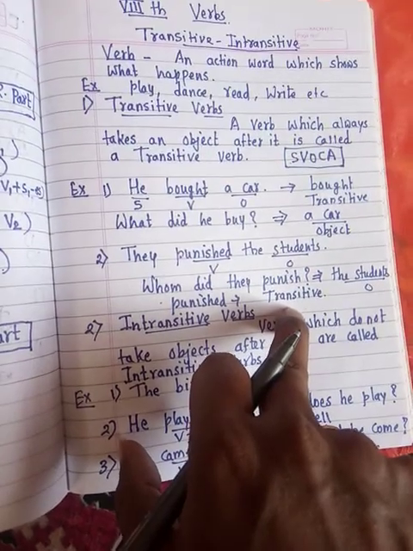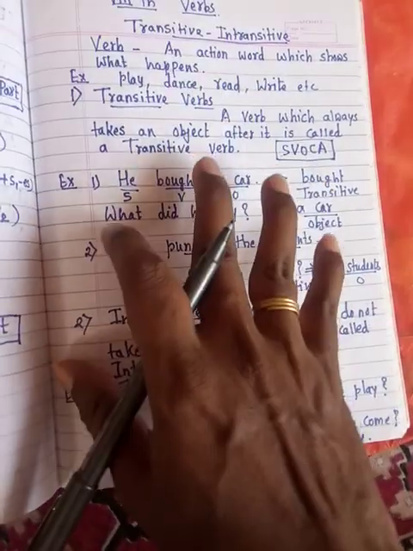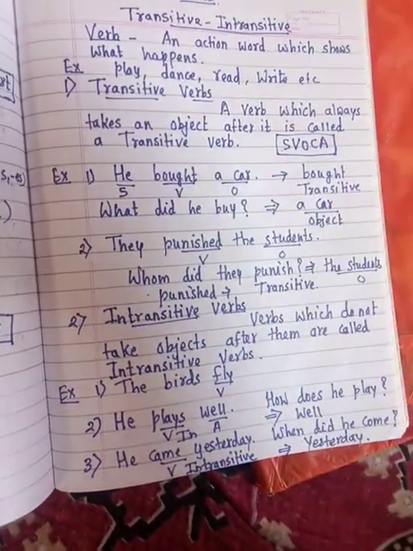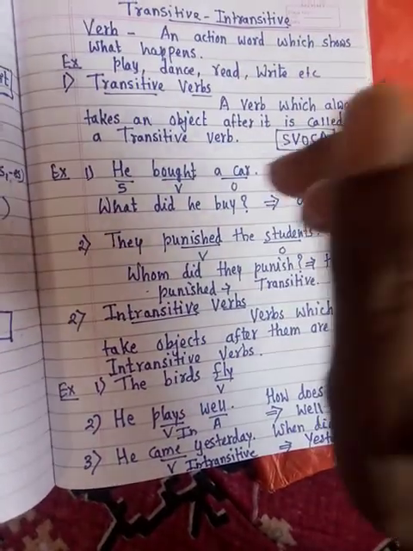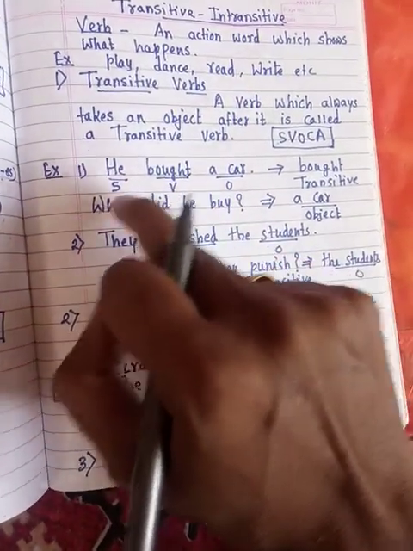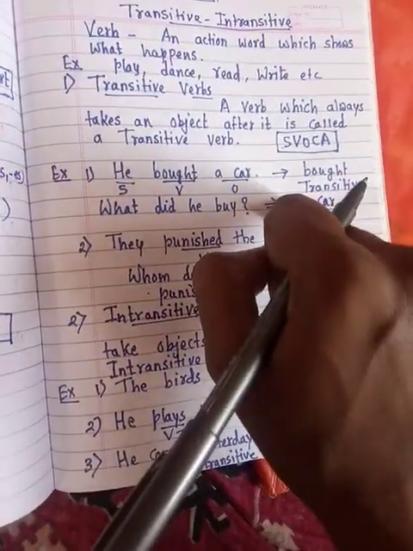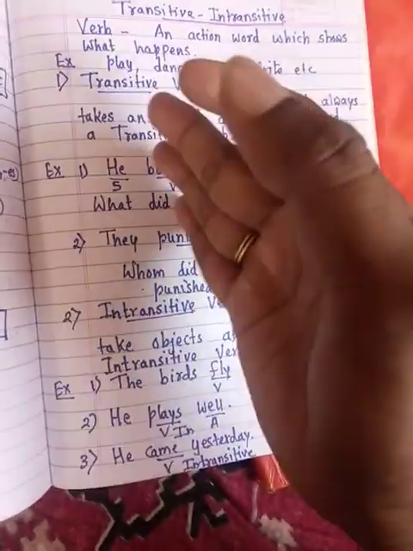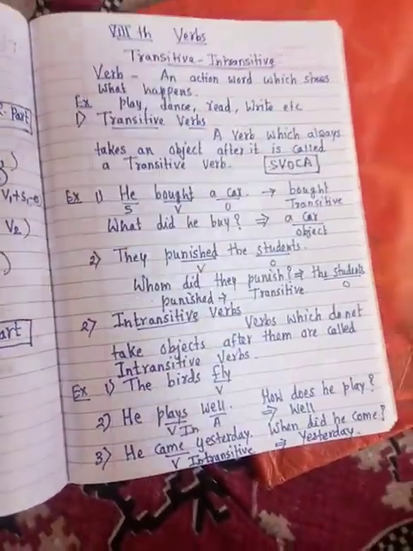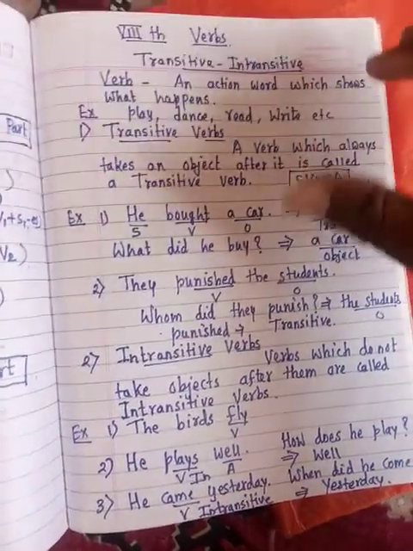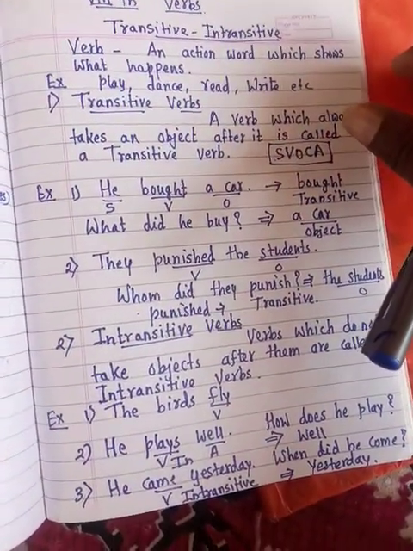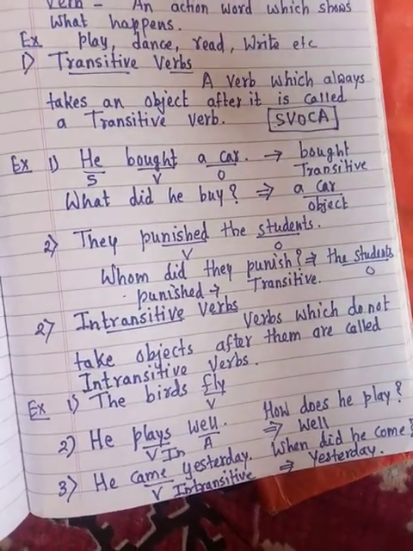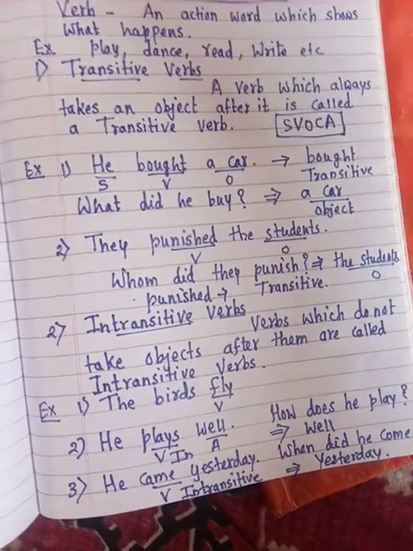So I hope you have understood the definition of a transitive verb. If an object is there immediately after a verb, then that is a transitive verb. And you can identify that by asking a question to the verb using what, who, or whom. So if the part after the verb comes as an answer, then the given verb is a transitive verb. Now look at the next type, that is intransitive verbs. Now what are intransitive verbs? Verbs which do not take an object after them are called intransitive verbs.